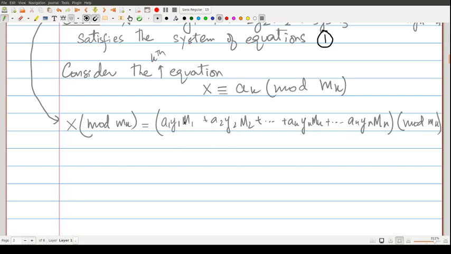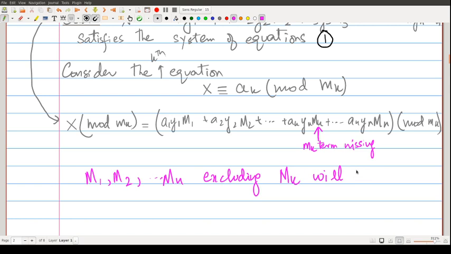So this is capital M1, capital M2, capital Mn, and this is capital Mk. Only this M will have the Mk term missing, right? The rest of these, M1, M2, dot dot dot, Mn, excluding capital Mk, will be multiples of small mk, because they would look something like this.